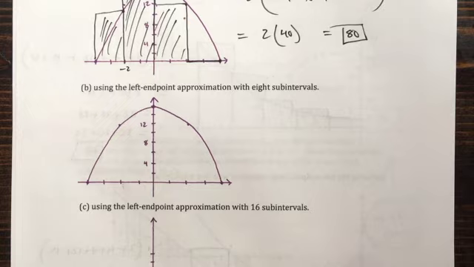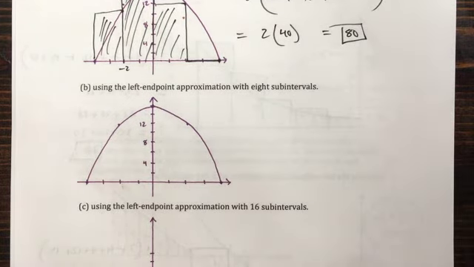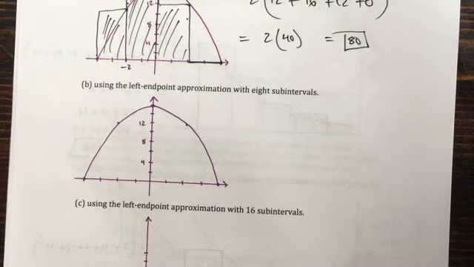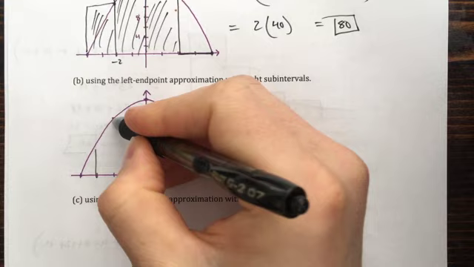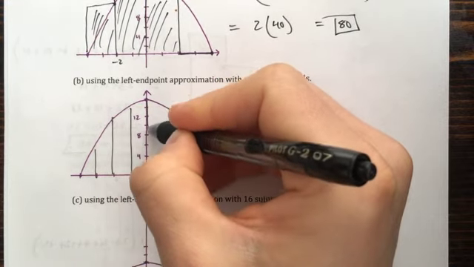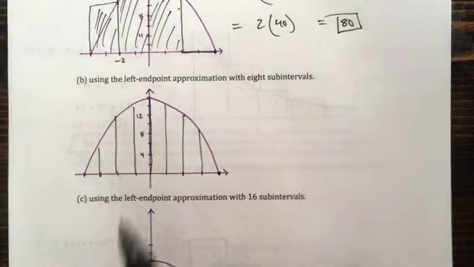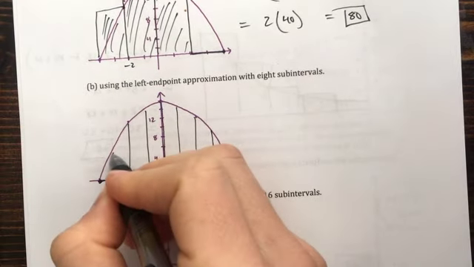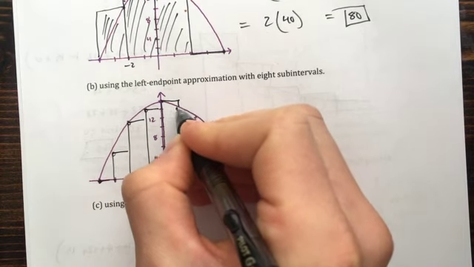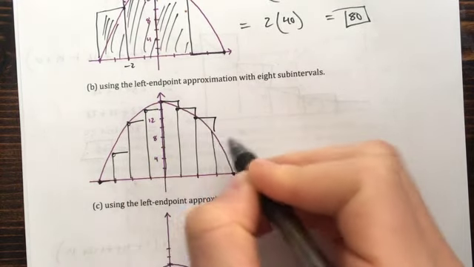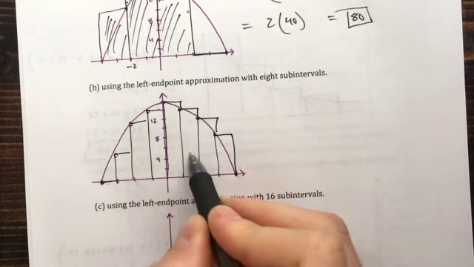Then using a left endpoint with 8 subintervals. So now I've got basically, whoopsies, I've got a rectangle every 1. Left, first one's going to be 0, next one's going to be there, next one's going to be there, next one's going to be there, next one's going to be over approximation, over approximation, over approximation, and over approximation. 1, 2, 3, 4, 5, 6, 7, 8.